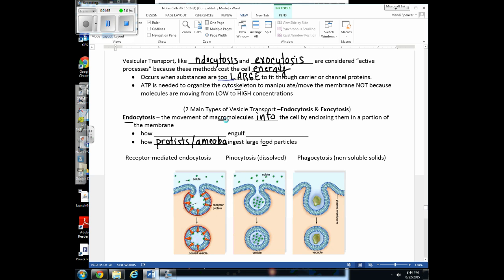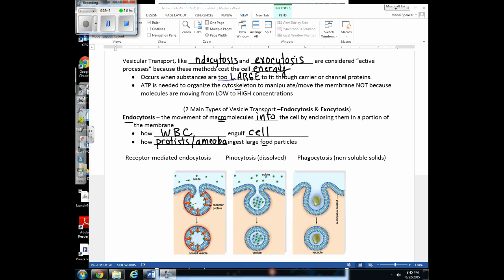Remember, macro means big, so we're talking about big molecules moving into the cell, but cells aren't just bringing in macromolecules. Our white blood cells are a type of cell that's engulfing an entire cell, like a bacteria cell. So it's not just engulfing a big molecule. It's bringing an entire bacteria cell into the cytoplasm so it can be digested. So our white blood cells are using endocytosis.